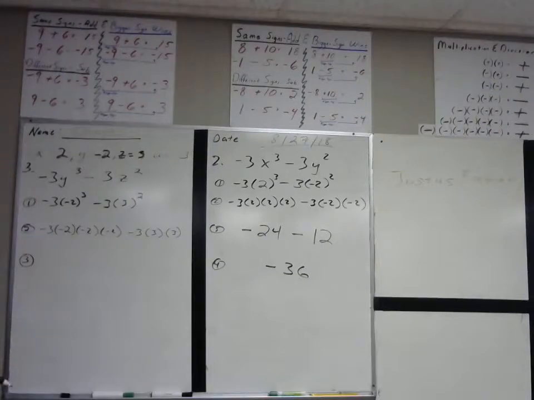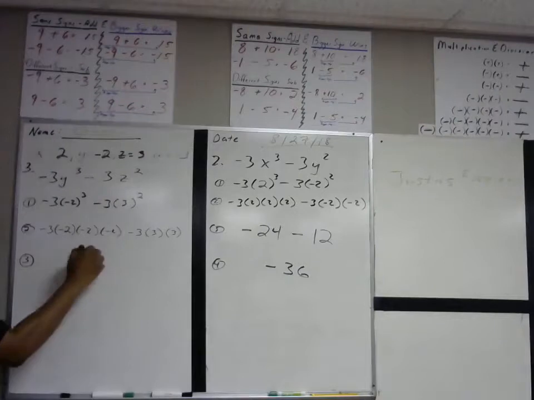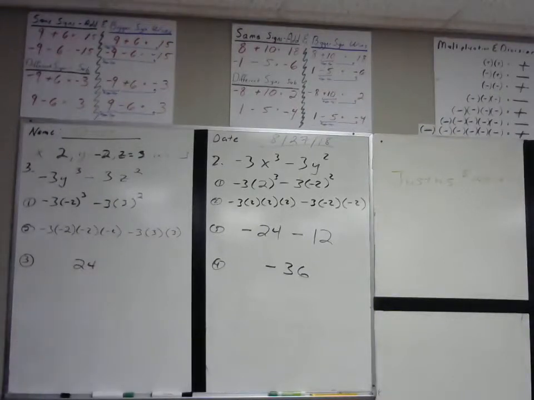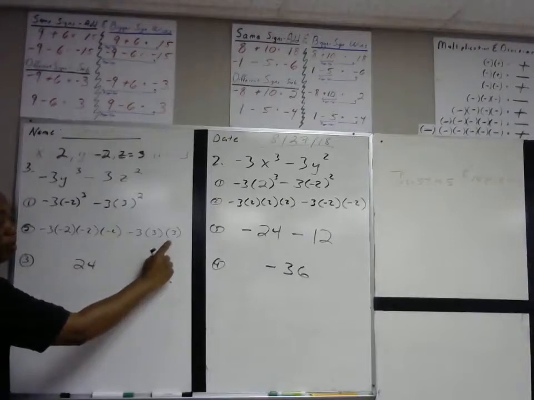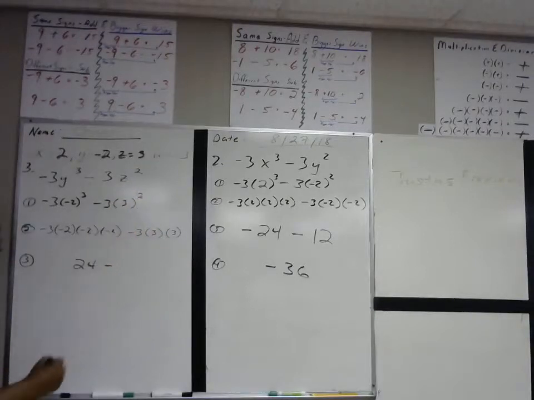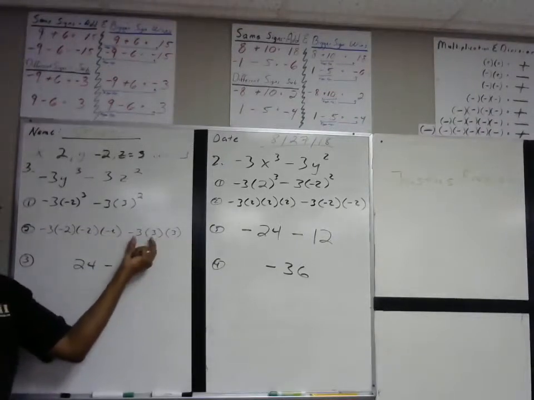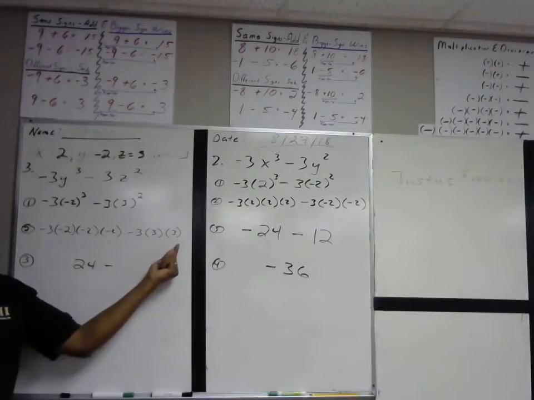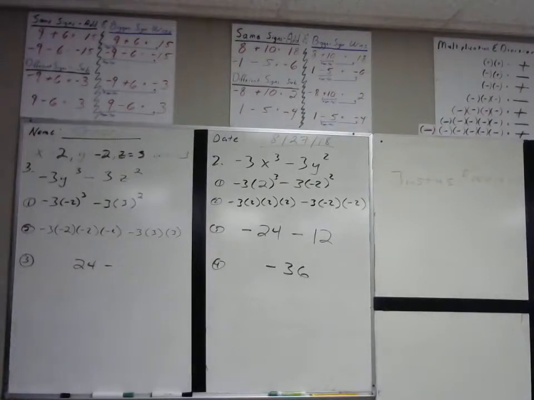Okay, step 3. First, I'm going to look at my signs. I have 1, 2, 3, 4 negatives. According to our chart, 4 negatives should be a positive. So this answer will come out positive. And we'll have 6 times 4, which is positive 24. Next, we have 1 negative here. And when you multiply by 1 negative, the answer will be negative. Furthermore, this will be 9 times 3. 9 times 3 is 27.